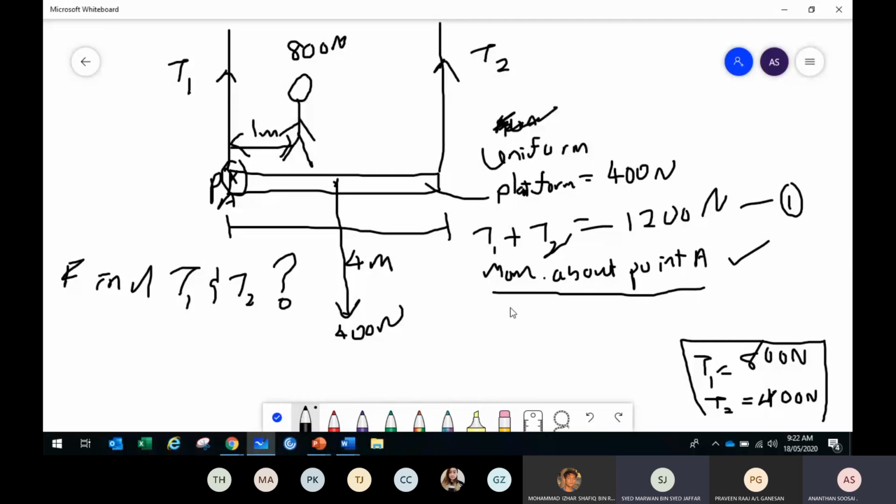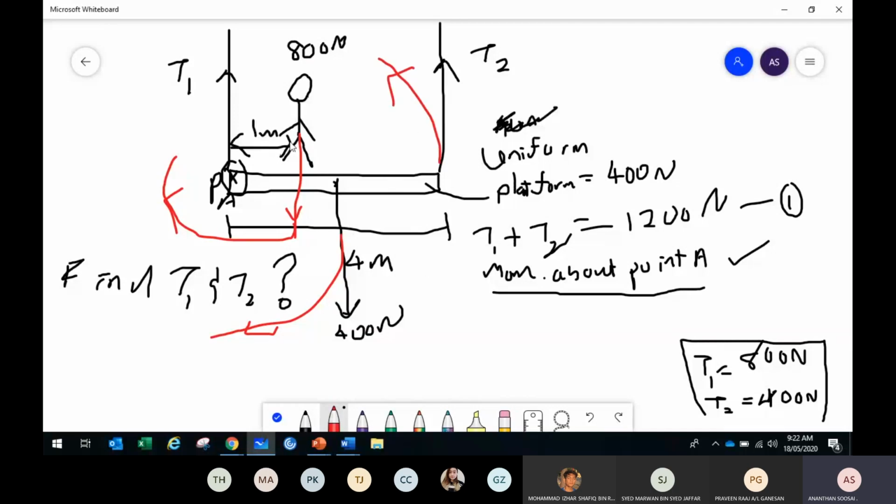So don't straight write the equation. You just tell you are taking moment about each point. If you're taking moment about A, then what are the moments? This gives a down moment, clockwise moment. The 400 Newton also gives clockwise moment. T2 gives an anti-clockwise moment. So how's the equation going to be?